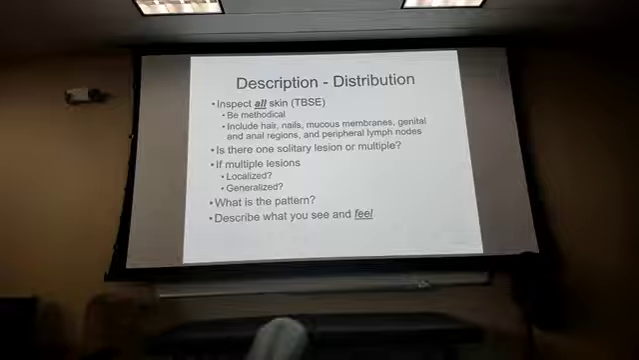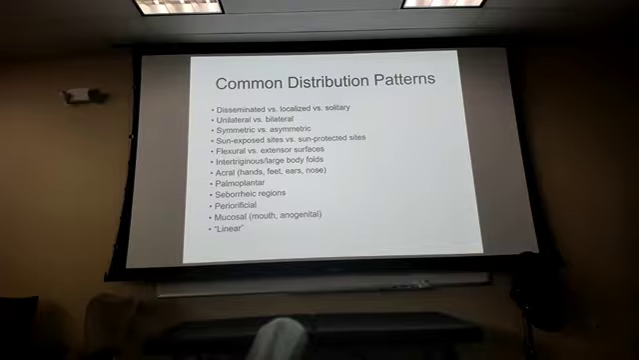Solitary, multiple, localized, generalized. What's the pattern, right? I talked about pityriasis rosea, which we'll talk about in here. It's got a primary lesion, and then it spreads, and it looks like a lovely Christmas tree. What is the pattern? Yeah, I just said that. Describe what you see and what you feel. Okay? Again, this is more of the distribution patterns. I've said a lot of these things already. Is it localized, solitary? Is it spread out? Is it only on one side, or is it on both sides?